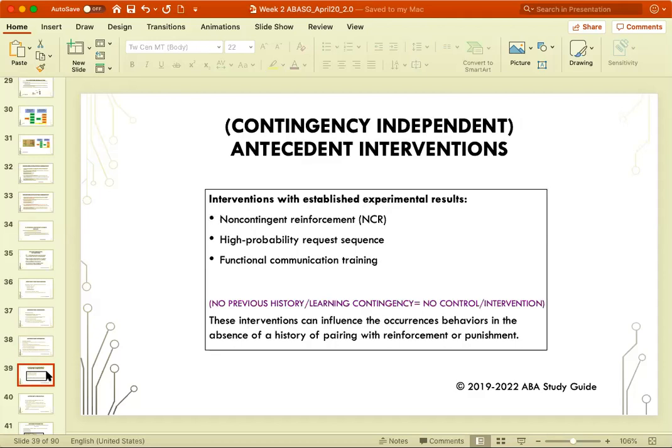So super good question. Our contingency independent antecedent interventions are NCR, high probability request sequence, and FCT, or functional communication training. These interventions can influence the occurrence of behavior in the absence of a history of pairing. So when it boils down to it, for antecedent control, you have to have learning history in order to exert antecedent control. For these interventions, you don't need to have a learning contingency. And these interventions can influence the occurrence of behavior in the absence of that history.